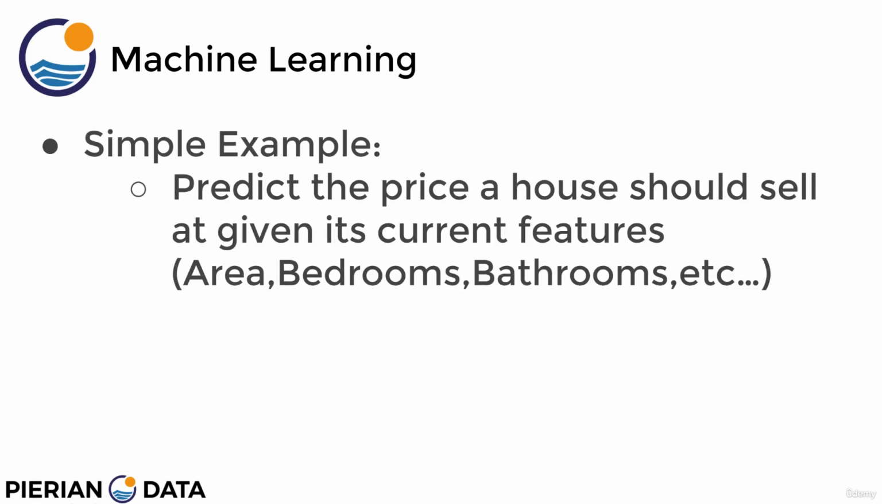So let's think of a very simple example, and this is an example we're going to come back to a lot because it's something we already know and see in the real world, and it's something that's really common, especially for regression tasks when you're first learning about machine learning. So the simplest example for where we could apply machine learning that we can think of here is probably something like predict the price of a house should sell at given its current features.